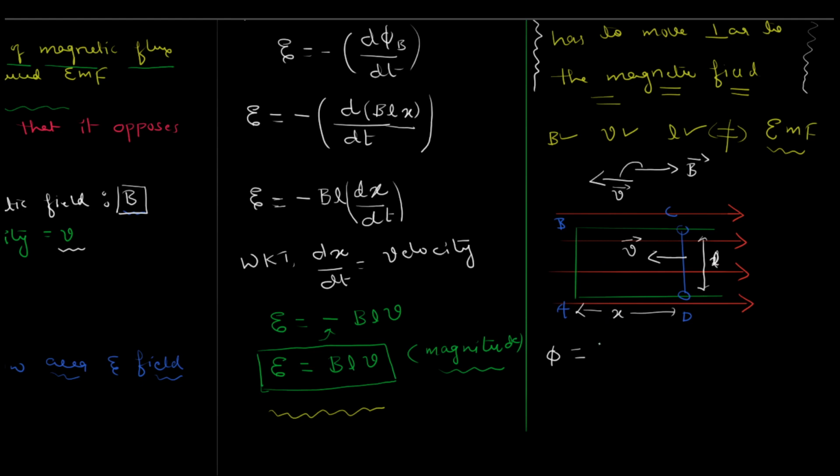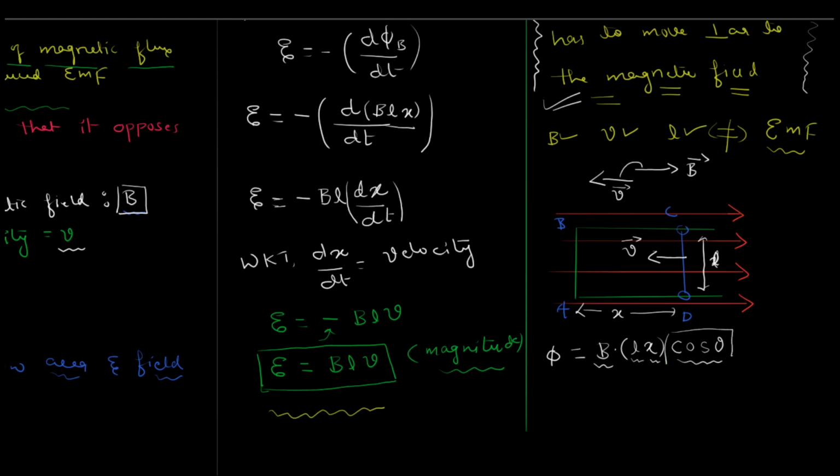Flux will be again B into area into cos theta. So B into area, once again, the area of ABCD is L into x, into cos theta. Now let's focus on cos theta. Is B 0? No. Is L 0? No. Is x 0? I don't think so. x has its own value. Is cos theta 0? In order for me to prove my own statement that I have written a while ago, the only hope I have left right now is in cos theta.